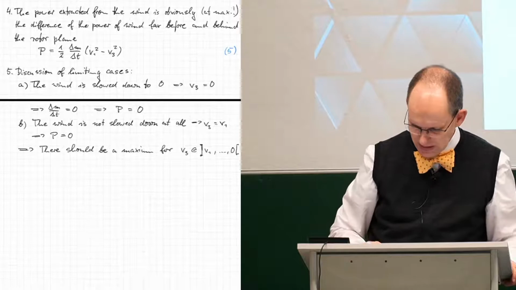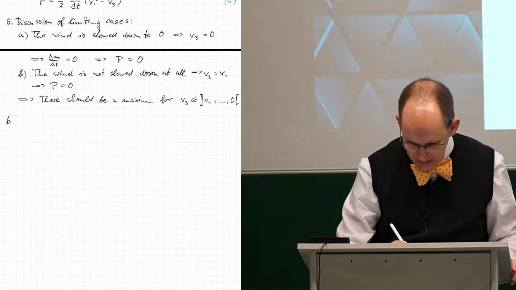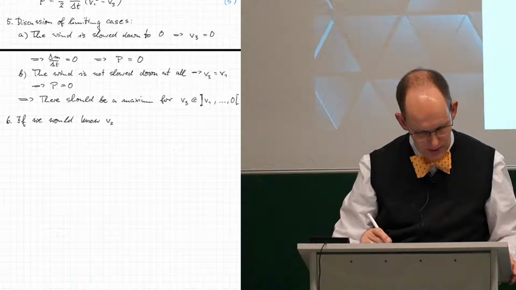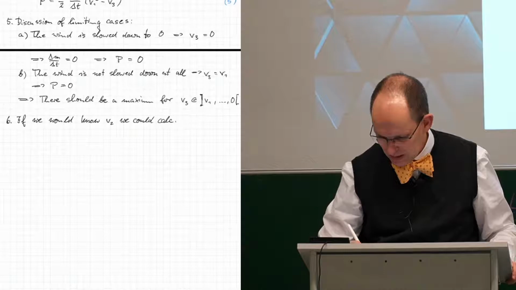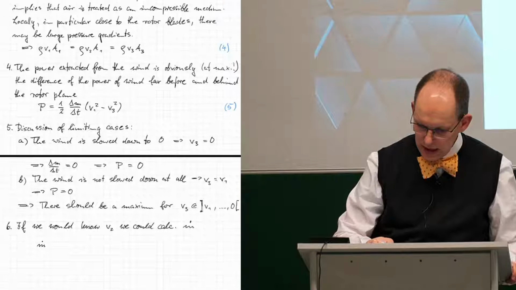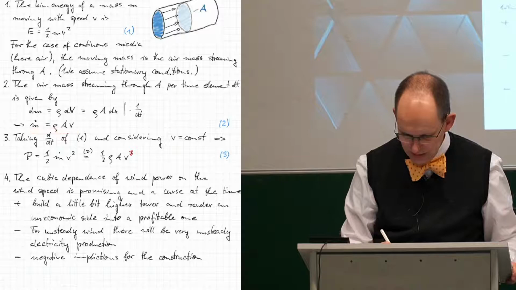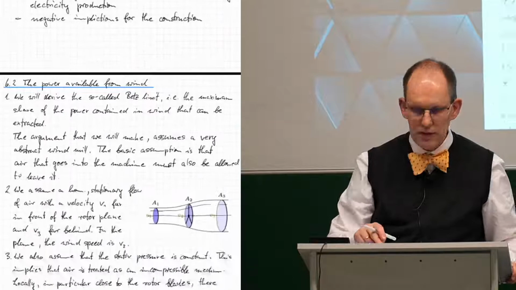Okay, so if we would know V2, we could calculate the rate of mass that goes through the windmill, and that's easy. Yeah, so we derived this actually in the last lecture. Yeah, so if you look here, then you see exactly this. Yeah, so if this is V2, this area through which the air streams, then this is actually the formula that we are going to use.